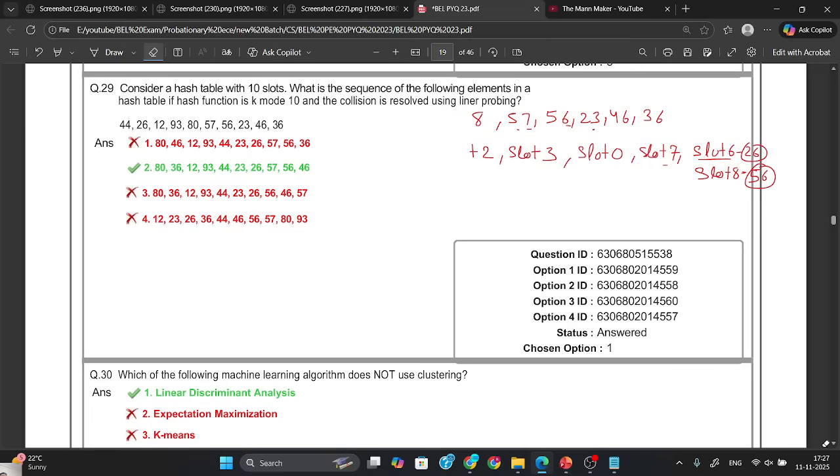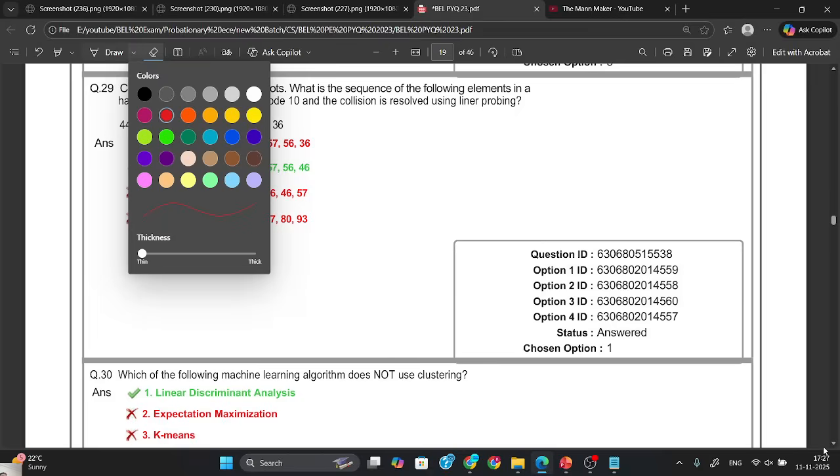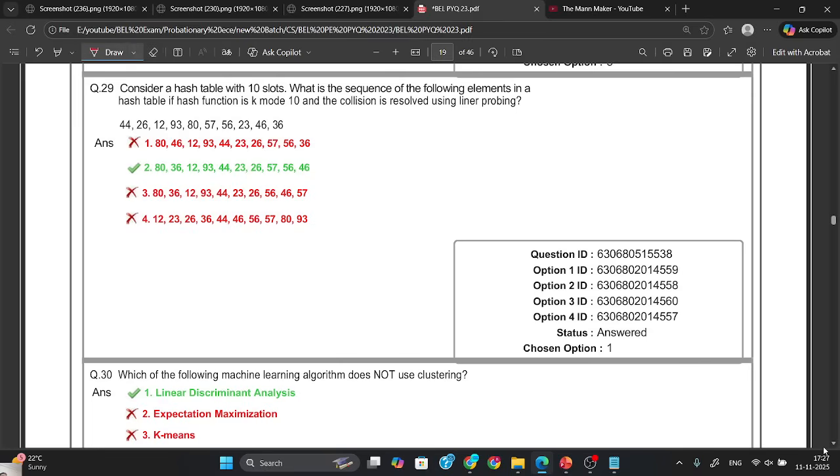We'll make a table, because you can't see what I am telling you. Okay, so now we have 44, then 26, then 12, then 93, then 80, then 57, then 56, then 23, then 46, and then 36. So now how will these go into slots?